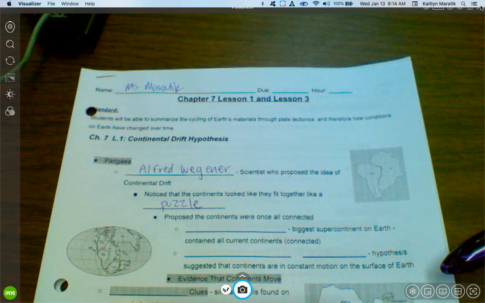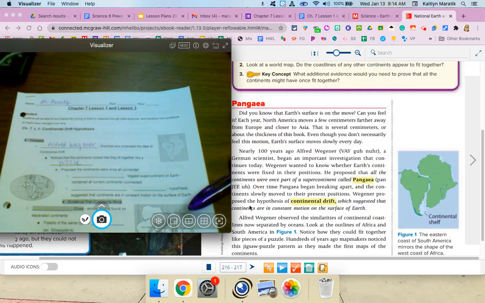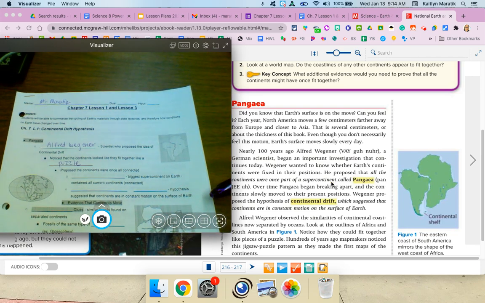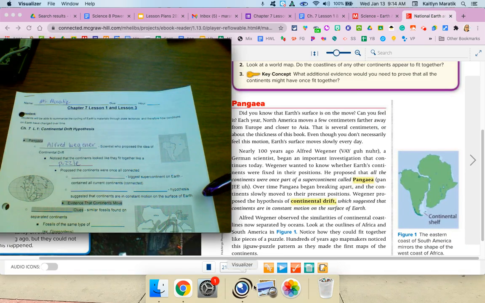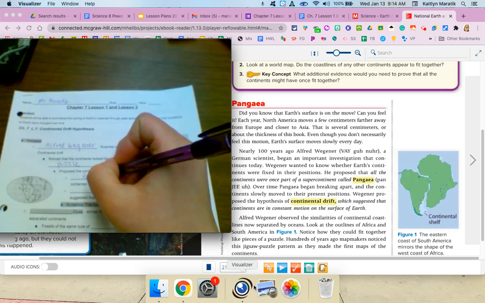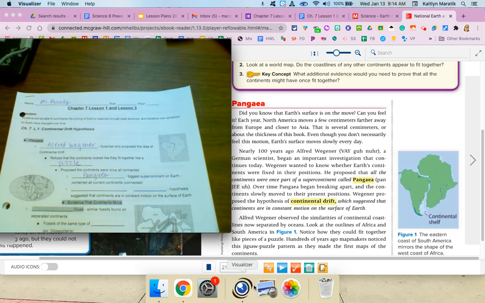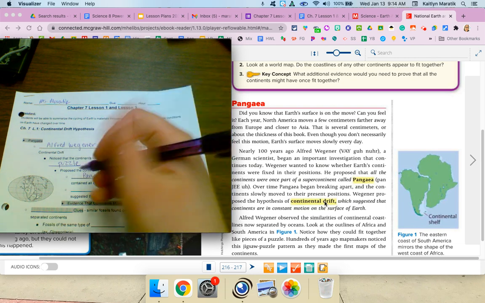He proposed all the continents were once connected. There's one, Pangaea, that was the supercontinent. See, it's in yellow, and if you go to the notes, it's yellow here. So we're going to make sure we spell that correctly. So Pangaea. Blank was the hypothesis that suggested continents are in constant motion. Continental drift, the hypothesis of continental drift.